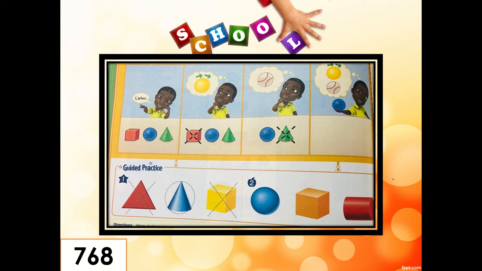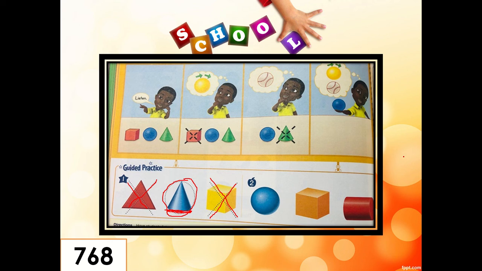For example, let's have number 1. I am a solid figure. I can roll. I have only one flat surface. What shape am I? Yes, it's a cone. Because the cone can roll and it only has one flat surface. And then the rest of the figures, just mark an X. Are you ready now? Very good.